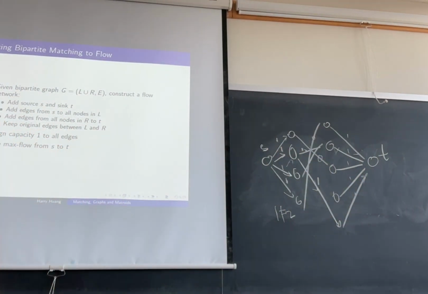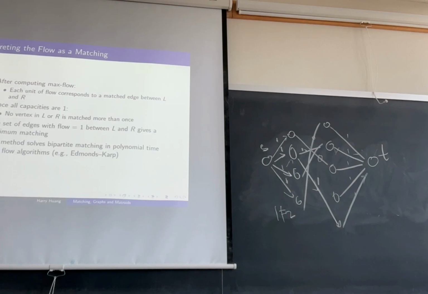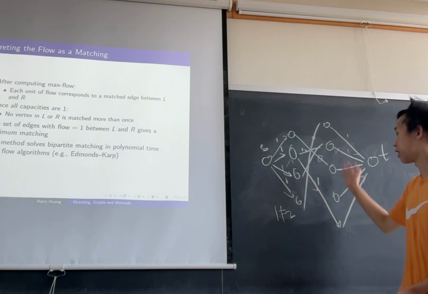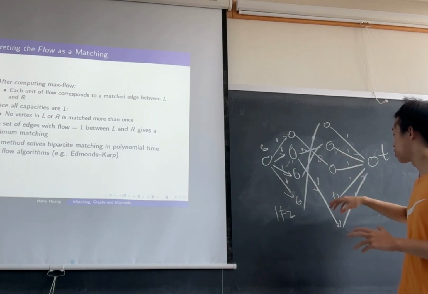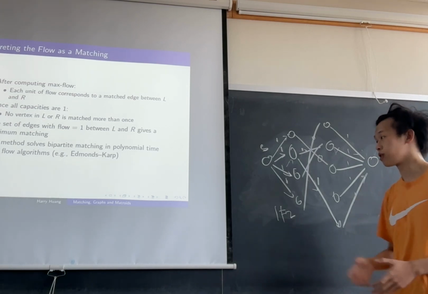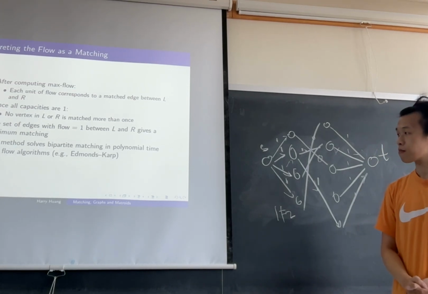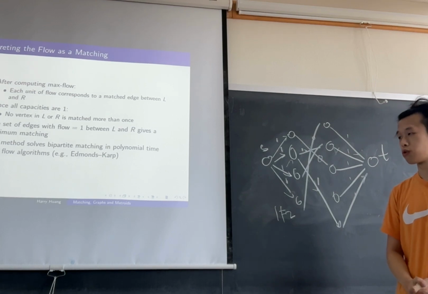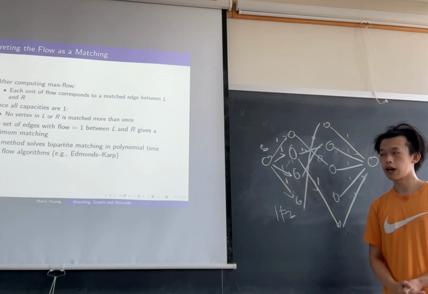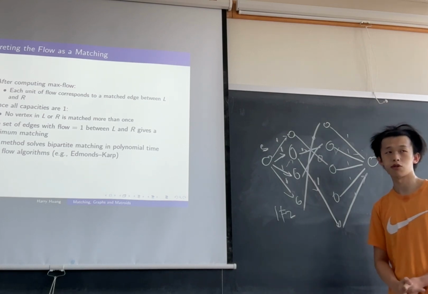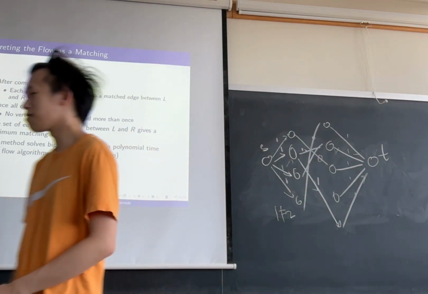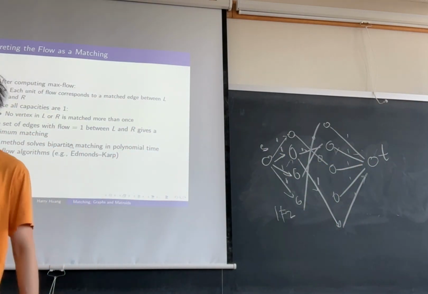Now, after we have our max flow computed, we can just pull out the edges that have flow, and they form a matching, as we just proved. So this is how we reduce bipartite matching to a network flow problem, and we have a network flow algorithm to solve it. Just know there's a certain algorithm, and the algorithm is called Edmonds-Karp.